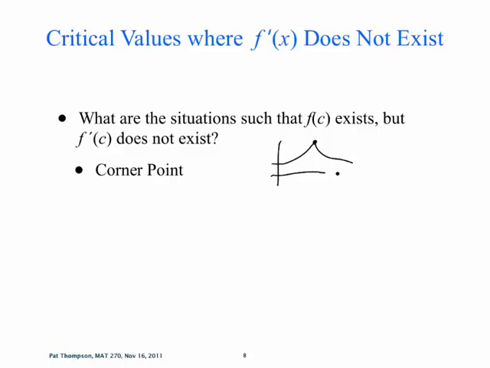So the rate of change does not exist at that corner point, but it's a critical value because look, it's a local max. So that's the idea of a corner point. First derivative doesn't exist, but it's critical.